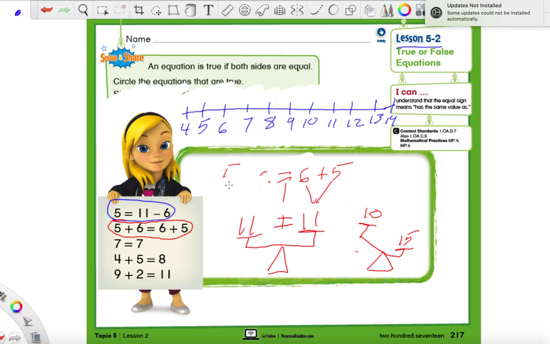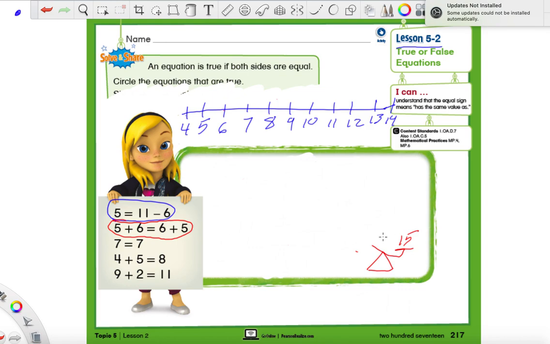Alright, let's give this next one a try. Okay, next it says 7 equals 7. I'm going to let you guys try this one on your own. Is 7 the same as 7? If it is, then go ahead and circle it. If it's not, then go ahead and put an X over top.